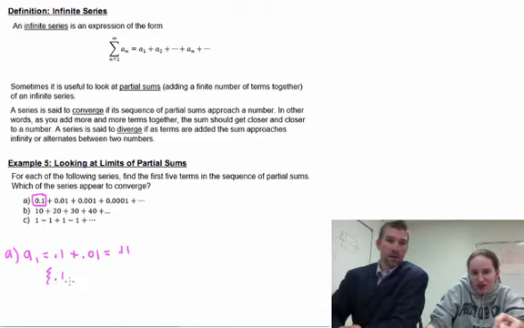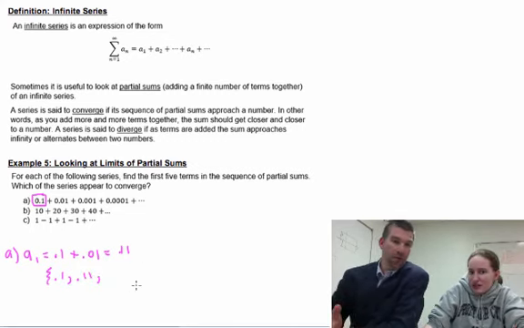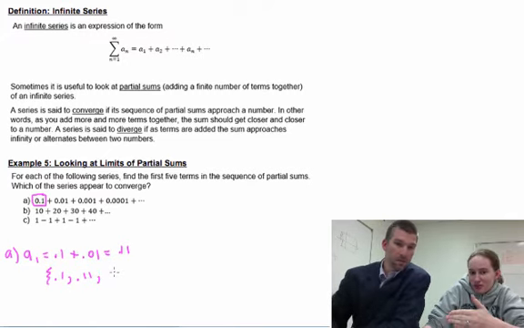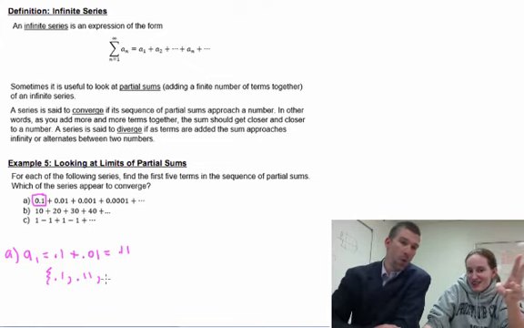Okay, so the first partial sum is 0.1. The second one, we're adding the first 2 terms together, so it would be 0.11. We're making a sequence of partial sums. So the first one is 0.1. The second one is 0.11. The next one's going to be 0.111.